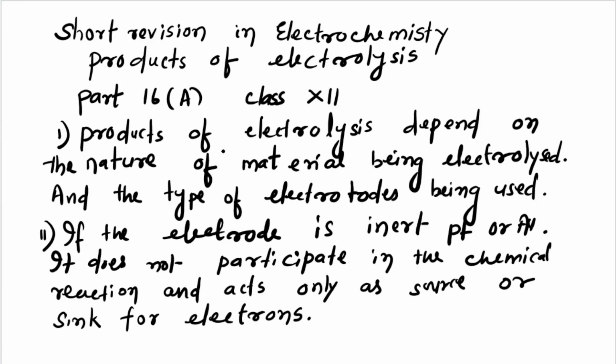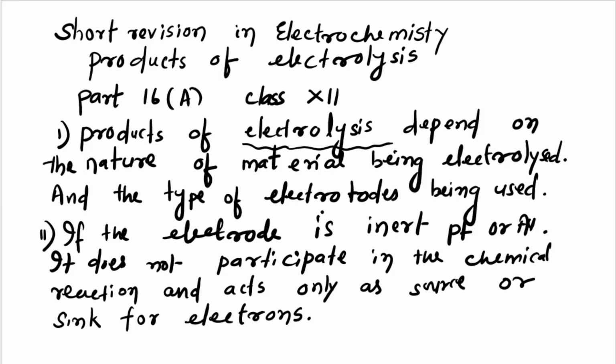So many electrolytes are there. Electrolytes, when dissolved in water or in molten state, give some product. Then what are the products in an electrolysis? Electrolysis generally gives cations and anions. Now we are going to see what the products are.